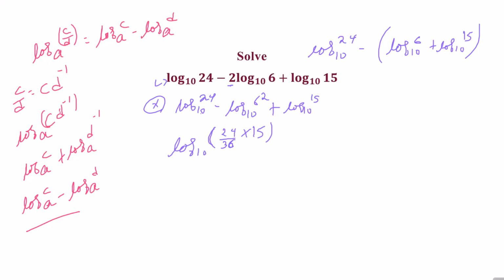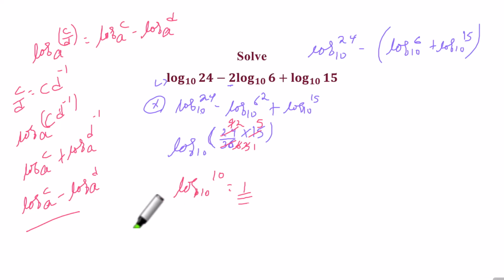So we can simplify this one. By 6, 24 becomes 4, and 36 becomes 6. Then by 2, it is 3 and by 2, it is 2. Then by 3, it is 1, and by 3, 15 becomes 5. So it becomes log of 2 times 5, which is 10, to base 10. So it becomes what? 1.